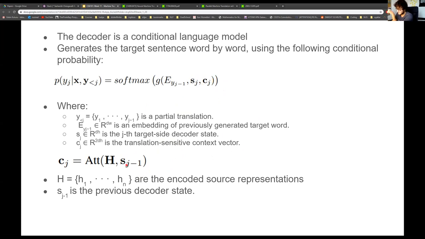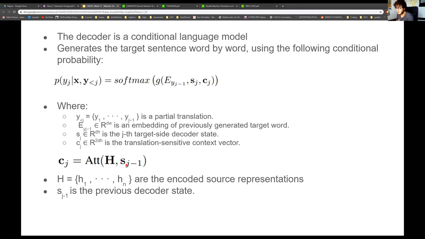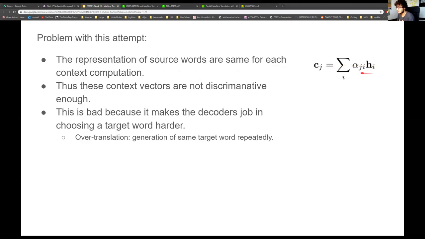Now we're going to discuss why this attention might be kind of problematic. The representations of source words are the same for each context computation. Every time we compute a context for the next target word, we use the same h_i each time, and the only thing that changes are the attention weights. The next paper we are going to cover claims that this makes the context vectors not discriminative enough, so the decoder's job in choosing a target word becomes harder.